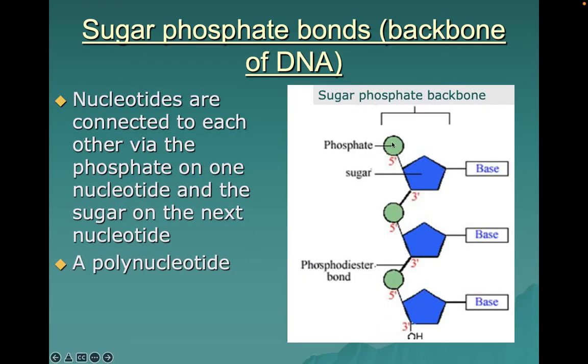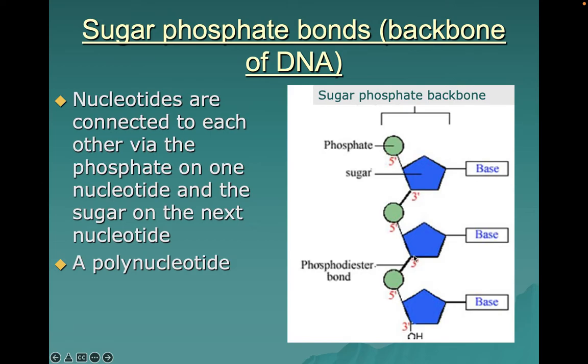You can see here how one phosphate is hooked onto the sugar in one nucleotide, and then from the sugar you get a connection to the next phosphate group. That becomes the side of your ladder, which holds the whole strand together. These alternating sugars and phosphates are known as the sugar-phosphate backbone, and then you have bases coming off that sugar-phosphate backbone. That's what creates your polynucleotide.